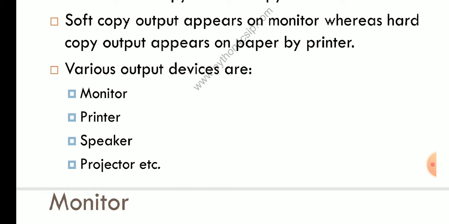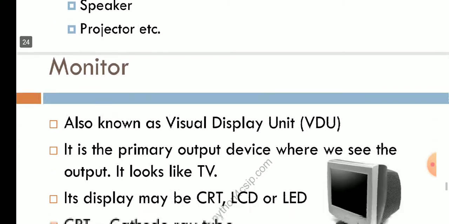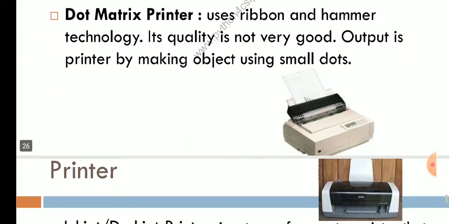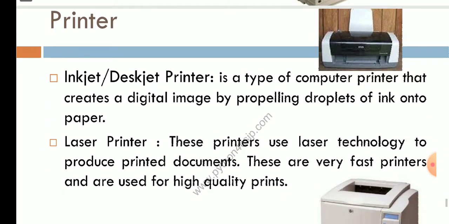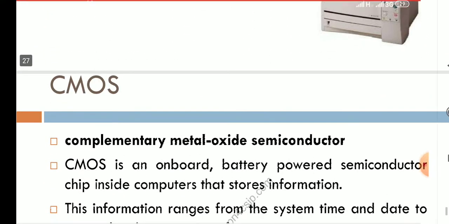Next thing is the projector. A projector will display on a big-size screen with the help of the input which we are getting from our CPU. The projector is also one of the output devices. Monitor, the different classifications of monitor, and then printer. That's all. These are the different output devices.